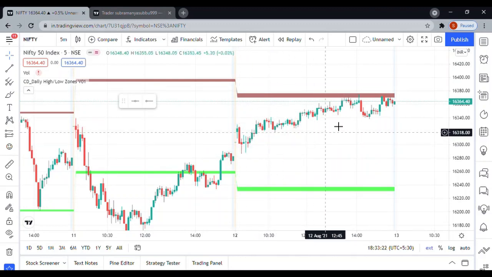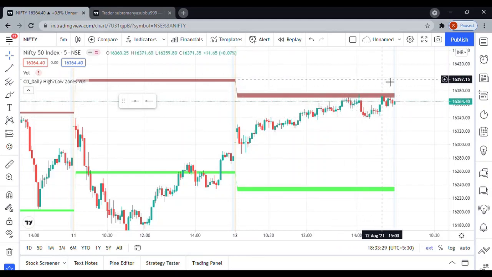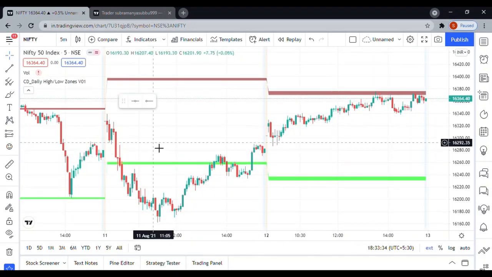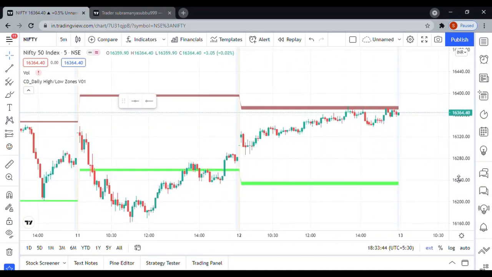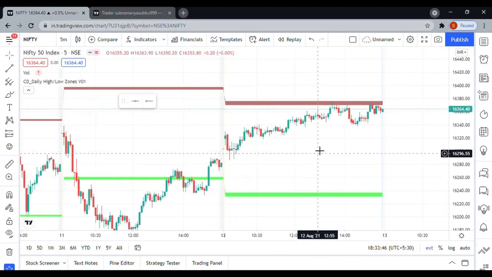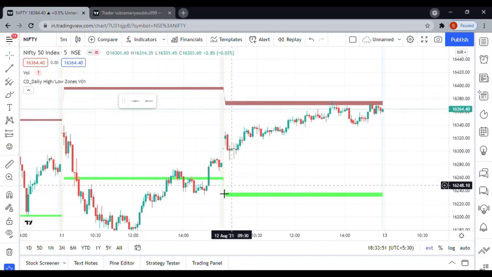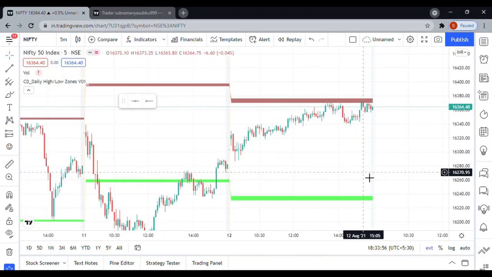When the price is moving upwards and meets this zone, the price is likely to go down, or it may break this level and go up. Likewise, when the price is going down and finds this support, it is likely to go up, or it breaks down and goes further down. So this is how this indicator works. It is one of the leading indicators, because once this zone is formed, it doesn't change for the entire day. It is there only.